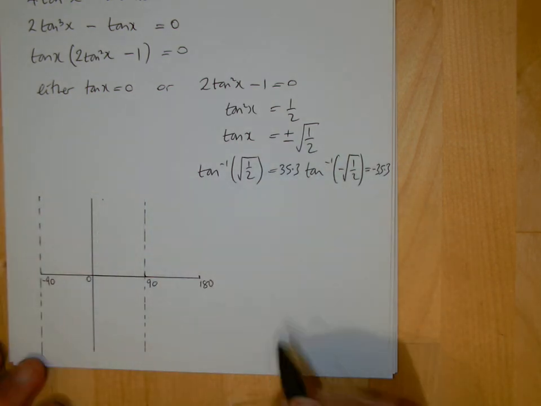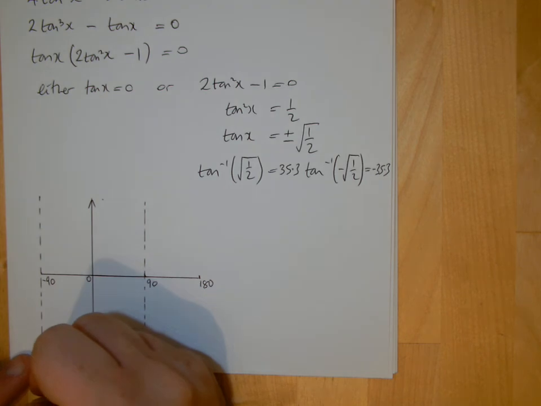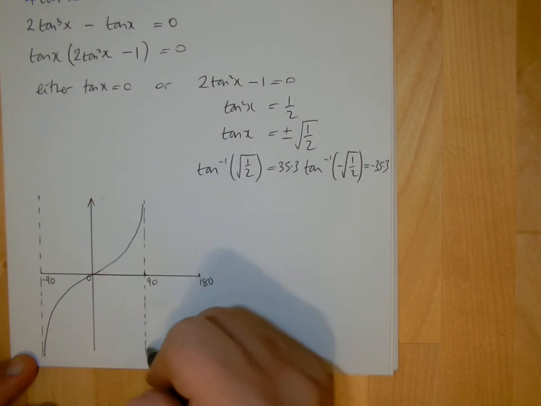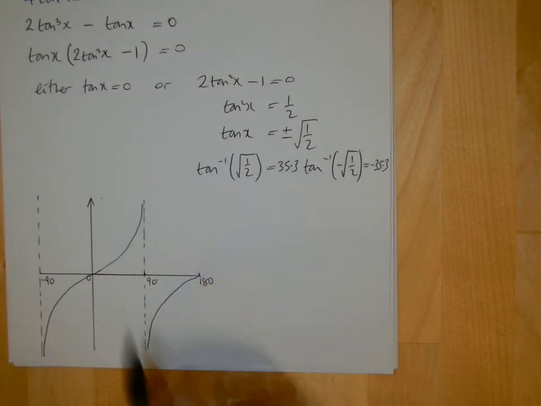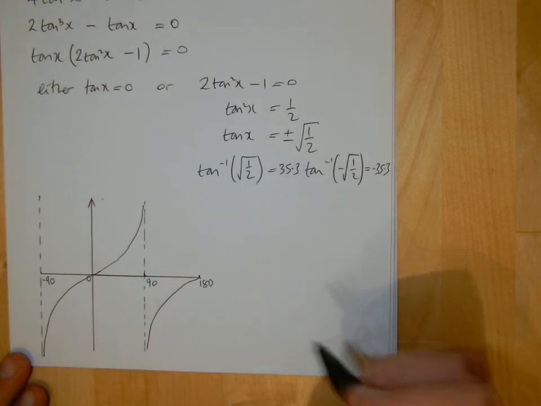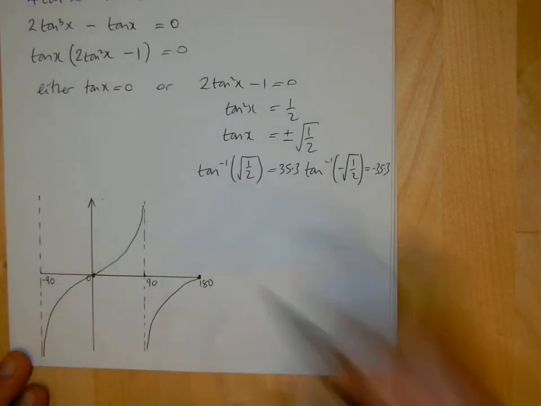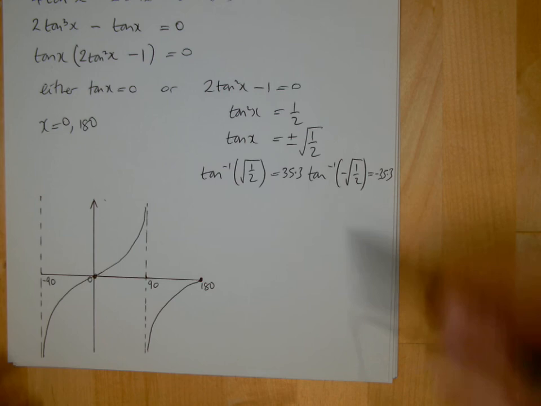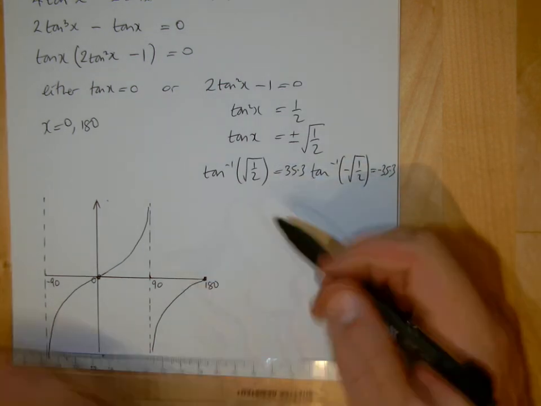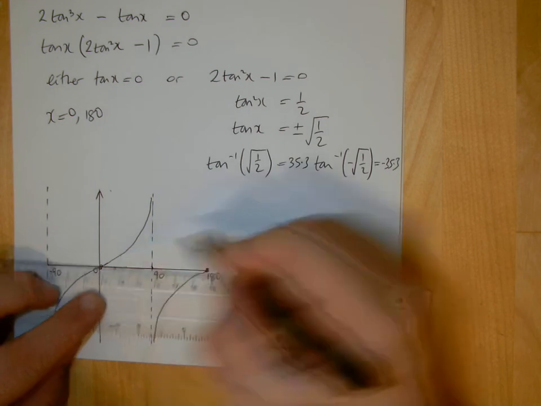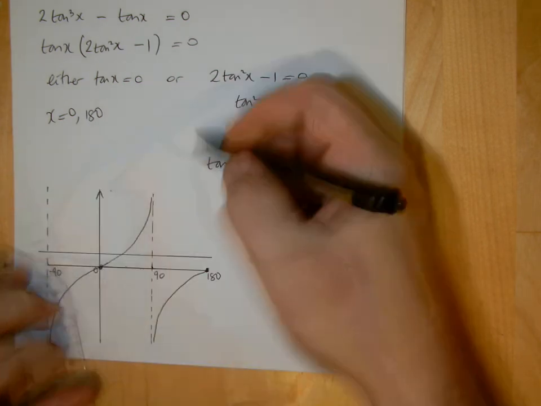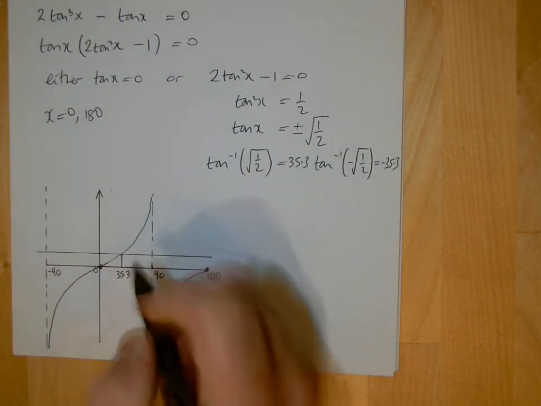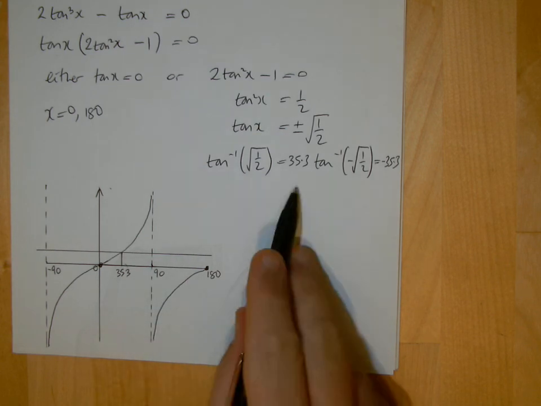Okay, so then we can draw them in. There's the tan graph. So let's look at our results. First of all, tan x is 0. That's easy because it's just there and there. So x is equal to 0 and 180. There, we're done. In this case here, 35.3 is about there, roughly. So that's the result we've got there, 35.3. There's no more, we've just got that.